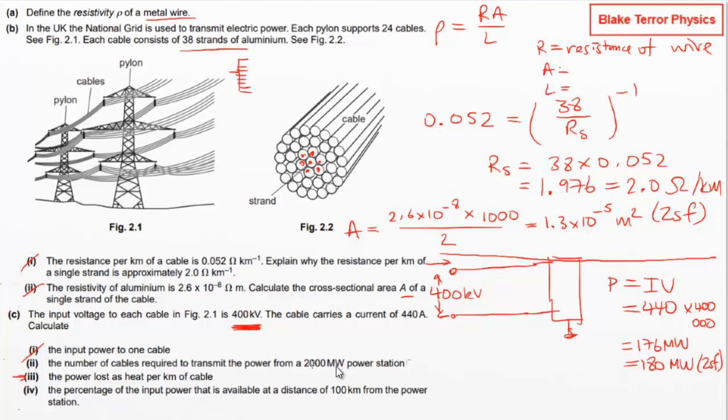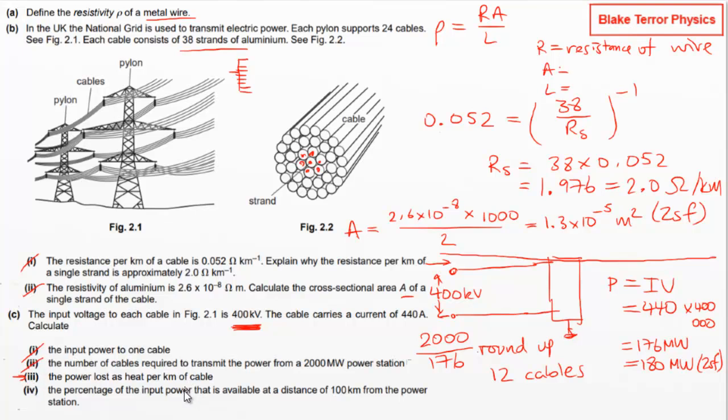So how many cables do we need for 2,000 megawatts? So 2,000 divided by 176. Well, 11's not going to be enough. Would 12 take us over? 12 would take us over. So we need to round up, because you can't have a fraction of a cable, can you? So we're going to need 12 cables to get us past the 2,000 megawatts.